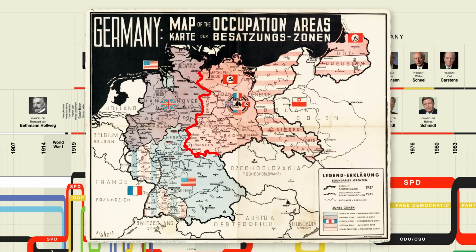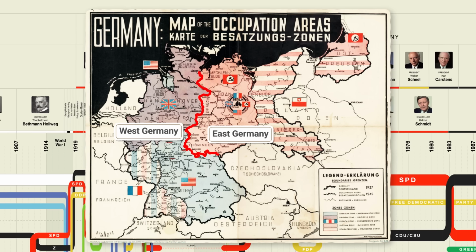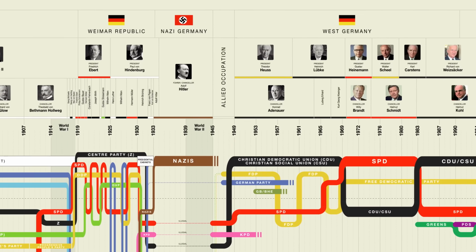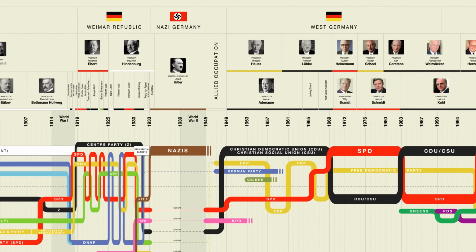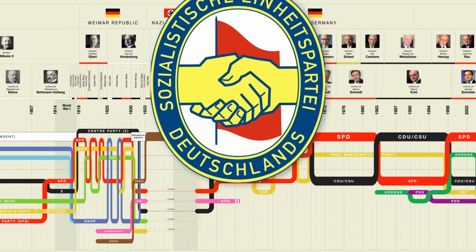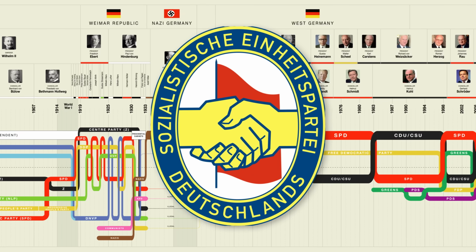Thus, Germany ended up being split into two new countries, West Germany and East Germany. Since this chart only shows the political parties of West Germany, let me quickly tell you what happened in East Germany. Basically, in East Germany, the SPD and KPD merged to create the Socialist Unity Party of Germany. And since East Germany became a single-party communist state allied with the Soviet Union, this party was the only party until the dissolution of East Germany in 1990.